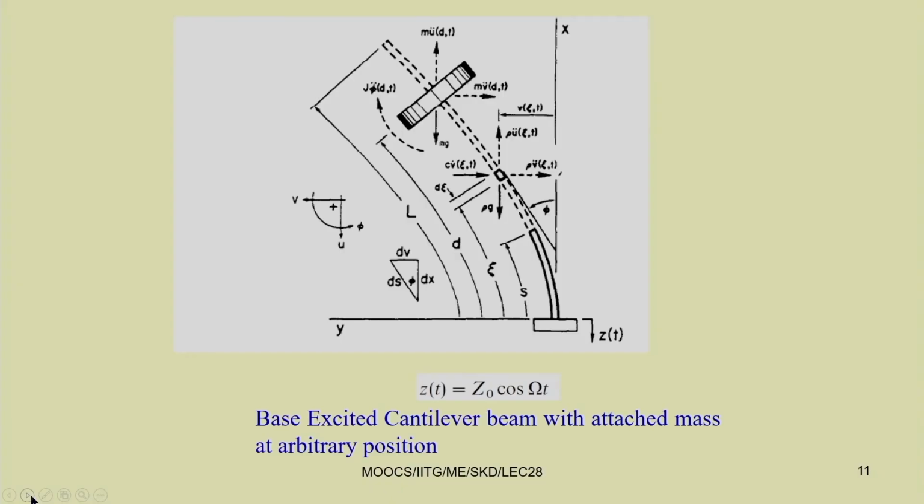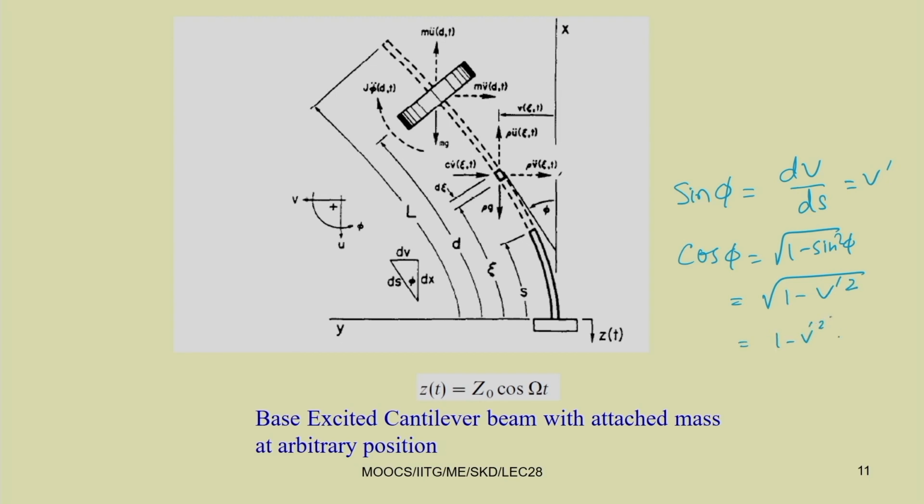So, we are already familiar with this base excited system, where we have taken the transverse vibration to be very large. Here we have taken this phi angle to be very large. So, we can write from here that sin phi equals dV by ds, or V dash. Cos phi equals root over 1 minus sin square phi, which gives 1 minus V dash square, to the power half.